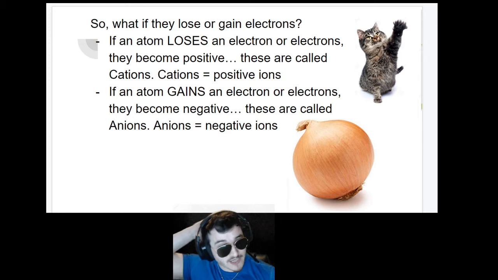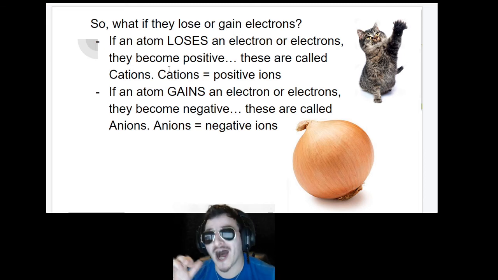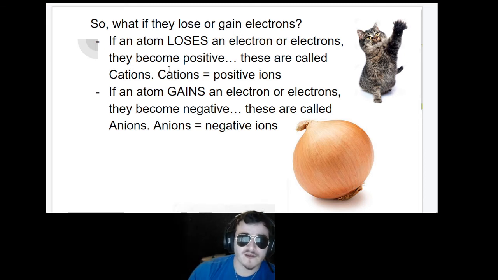But there's a different name for each, okay? An ion is a charged atom. If you are a positively charged ion, then you are called a cation. The way that I remember this is cats have paws, and cations are positive. Classic.